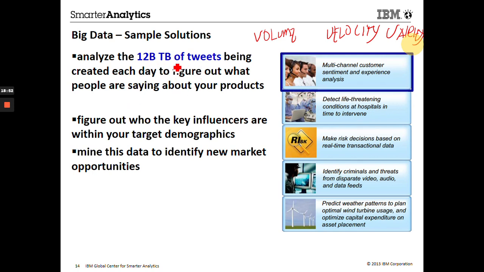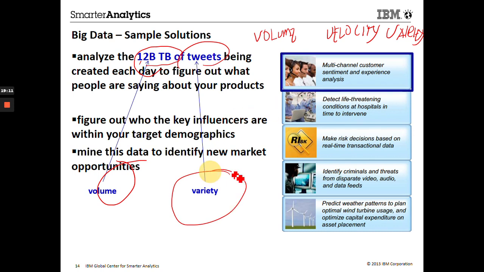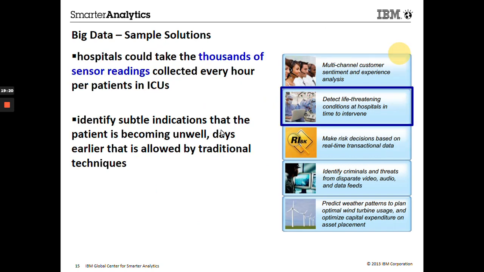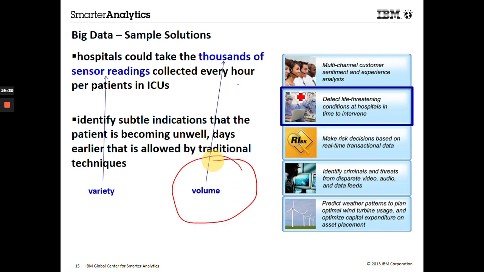Analyze 12 terabytes of tweets being created each day to figure out what people are saying about your product. So the 12 terabytes there is considered as volume. So amount of data. And tweets is variety. So when we say variety class, it is structured, right? Structured siya. And then we have here, take thousands of sensor readings collected in every hour per patient. So yung thousands, of course, volume. Thousands, it is volume, right? Sensor readings, variety. So it is sensor readings, structured siya.